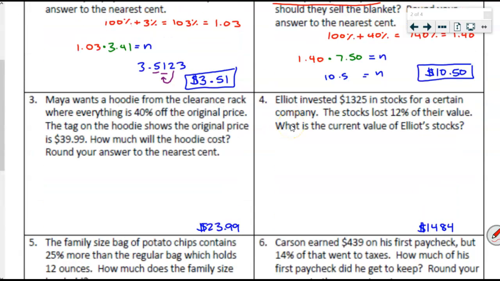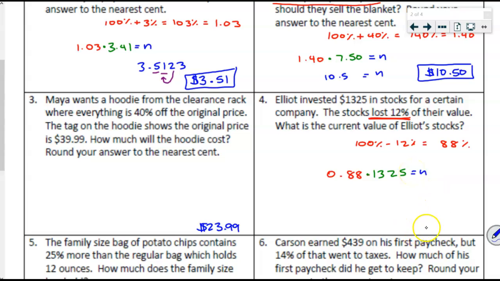Yes, Gideon? Number 4, you got something different? Okay. What did you get for number 4? No, that's right. I was not paying attention and I did it as if he gained that money in stocks, but he lost that money in stocks. You're right. So that would have been 100% minus 12%. Thank you for catching that, is equal to 88%. So what I should have done is 0.88 times that 1325, and that would show a loss. So typing that in, 1325 times 0.88, I got 1166. Is that what you got? Okay, good. Thank you for that.